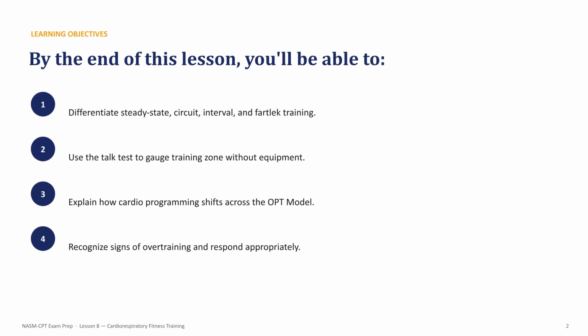By the end of this lesson, you'll be able to do 4 things. First, differentiate steady state, circuit, interval, and fartlek training. Second, use the talk test to gauge training zone without any equipment. Third, explain how cardio programming shifts across the OPT model. And fourth, recognize signs of overtraining and respond appropriately. Let's build these one at a time.